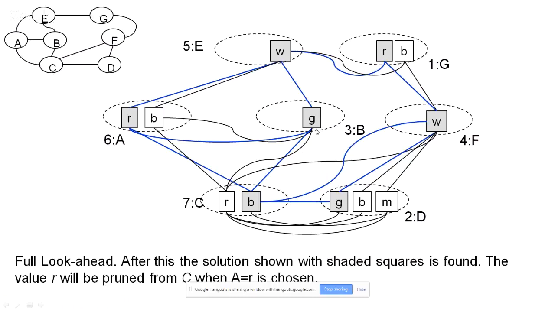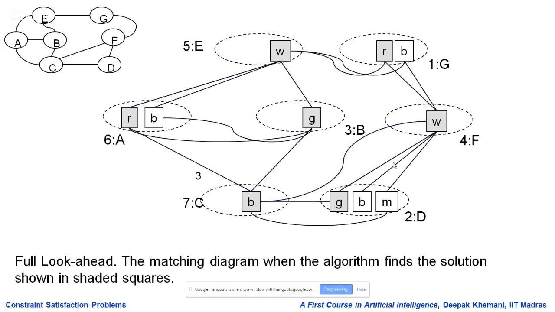So what you see in the shaded values are the values in the solution for this map coloring problem, and the blue edges that you see tell you which are the consistent values that you have chosen. So for example, for region E you have chosen white, and region A you have chosen red, and that connection is consistent, shown by the fact that there is a blue edge between them. Okay, so this is how the matching diagram looks when the full look ahead algorithm terminates.